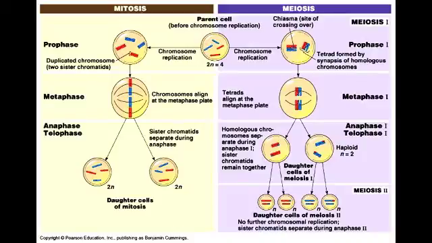There are other differences, such as the occurrence of crossing over in meiosis during prophase 1, while crossing over doesn't occur at all during mitosis. Mitosis has only one division, while meiosis has two, and both result in a different number of cells, as well as the number of chromosomes in those cells.